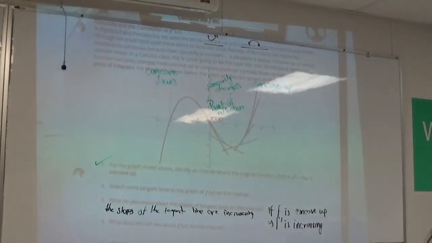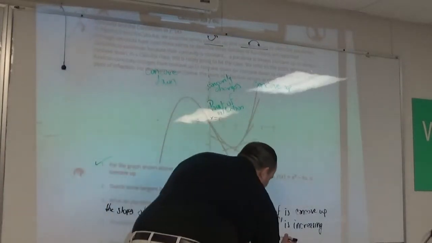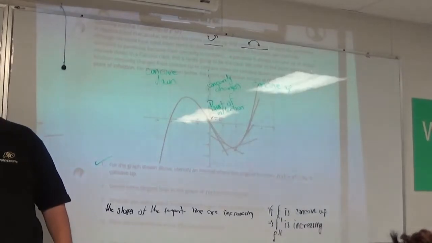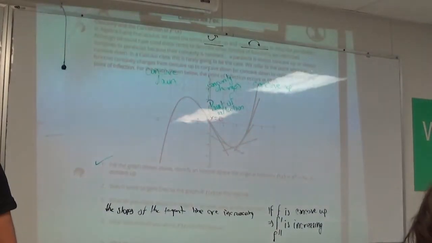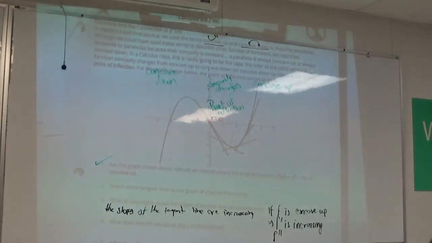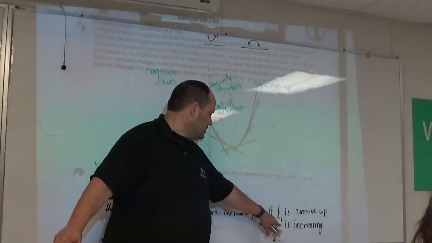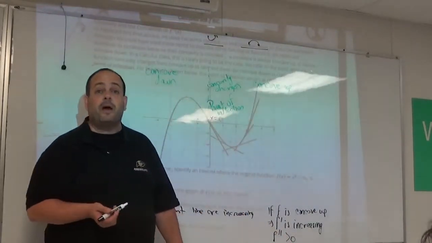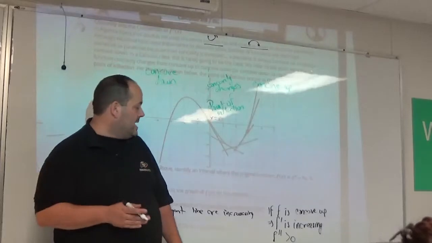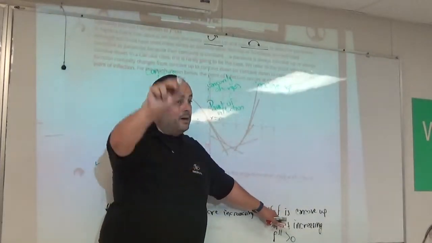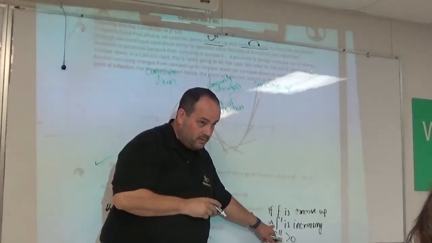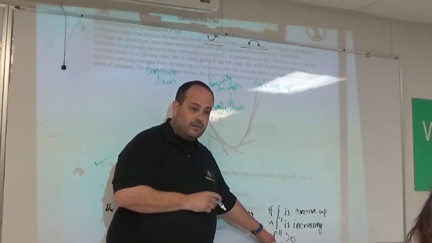Well, if f prime is increasing, and I take another derivative, f prime is increasing, what about the derivative? F double prime isn't going to be increasing. F double prime is going to be above the x-axis. F double prime is positive. If f is concave up, the slopes of those tangent lines are increasing. And that means that the second derivative is positive.